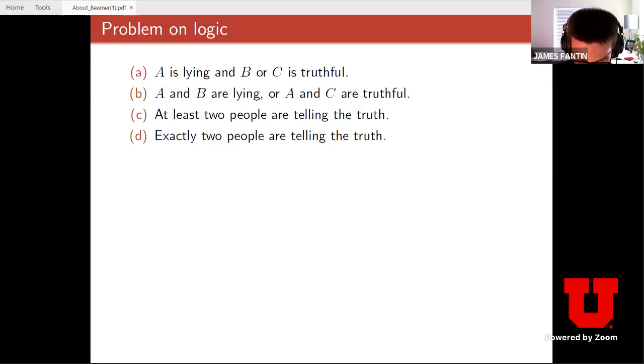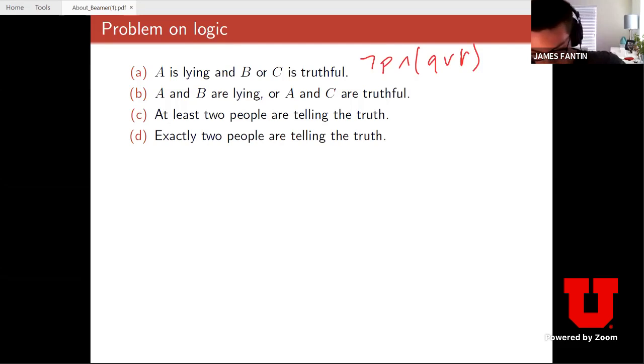But let's go ahead. So we got our A done. We had not P and Q or R. Everyone wants to take just a little bit of time on B. So how could we represent it? Maybe it's a little bit more clear what we're asking, for some of you who were asking questions before: how do we do A and B are lying, or A and C are truthful?